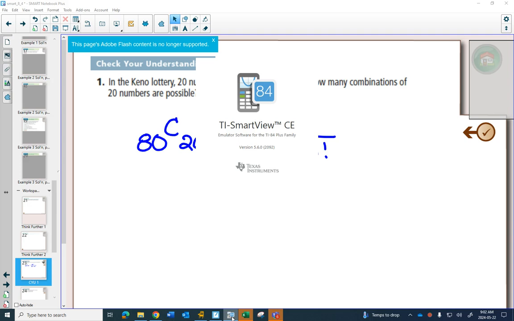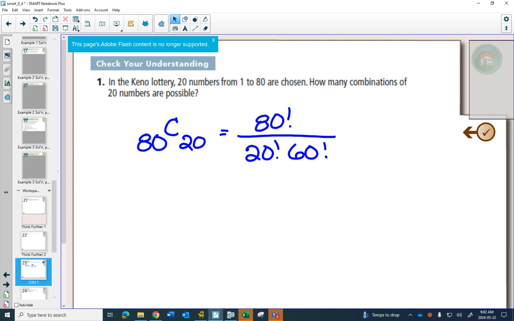So see if you can type in 80C20 into your calculator right now. I'll let mine warm up as well.